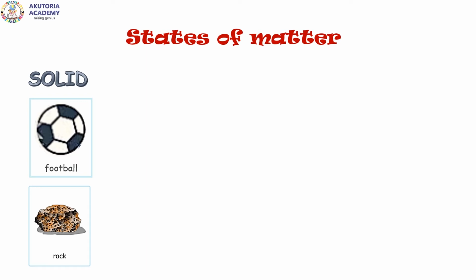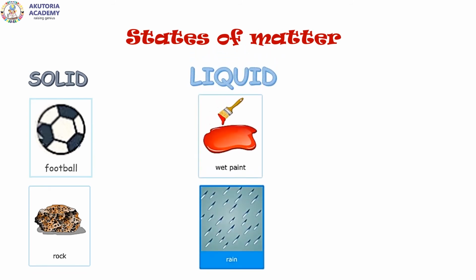Now, the second state of matter we'll be talking about today is the liquid state. And the liquid state of matter is as important as the solid state. In the liquid state of matter, we can find that they are not as hard as the solid state, but they are also important. An example of the liquid state is wet paint.